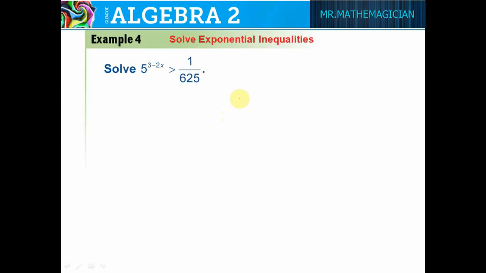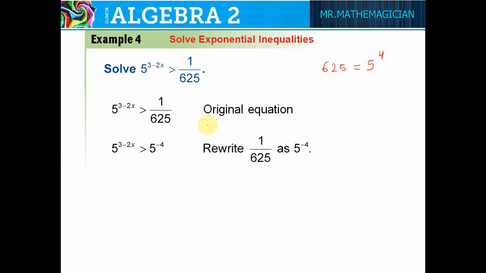So we will deal with it as if it's an equation, but the only difference is the sign. So let's solve this one. 5 to the power of 3 minus 2x is bigger than 1 over 625. We all know that 625 is 5 to the power of 4. So we can change this into 5 to the power of negative 4, because it's in the denominator and we need it in the numerator.